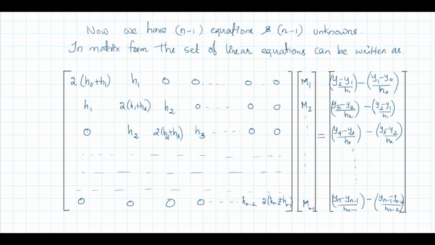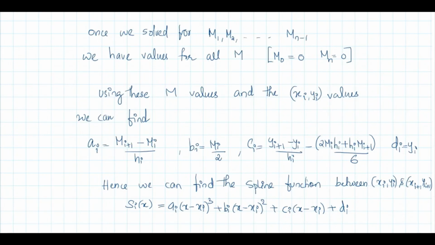Okay, so you can write it as (2h0 + h1) m1 + h1 m2 in matrix form. This is a square matrix of order n minus 1, and this is a column matrix of order n minus 1 into 1. And this is again a column matrix of order n minus 1 into 1. So this is a set of linear equations. You can solve for it to find m1, m2, etc., mn minus 1.